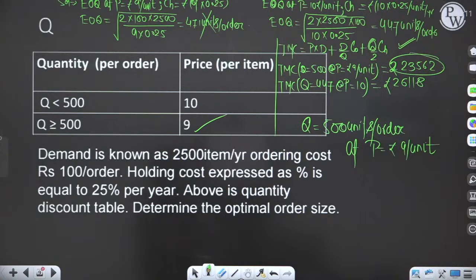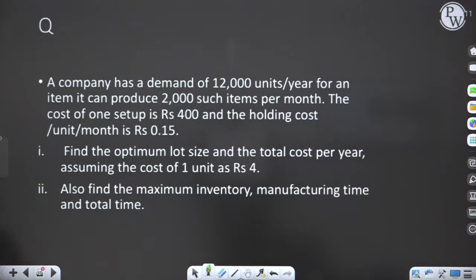Okay. Now we are moving to the next question. This is your next question, my dear. It covers your next model. And what is the next model? The next model is economic production quantity. This question is based on economic production quantity.